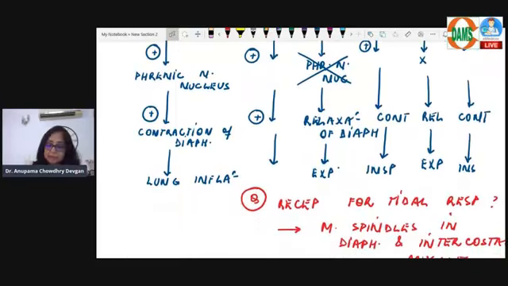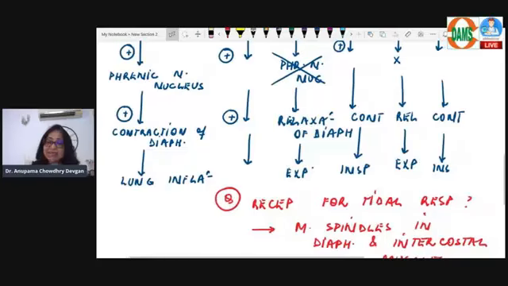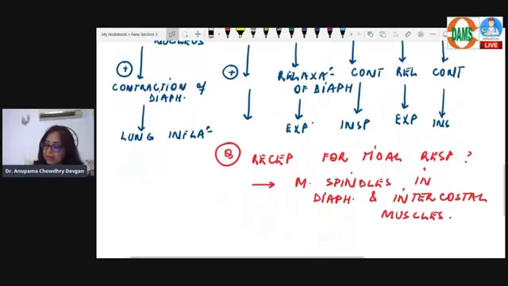Like I said, the receptors for tidal respiration are the muscle spindles in the diaphragm and in the intercostal muscles. The intercostal muscles may not be heavily involved in tidal respiration, but definitely there is an increase in the length of the intercostal muscles. There is expansion of the chest. So muscle spindle activity becomes important. Are you okay with that?